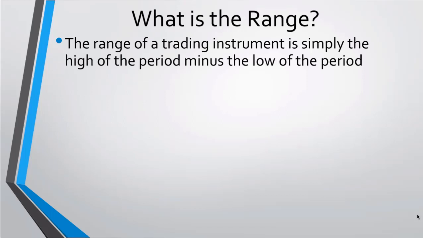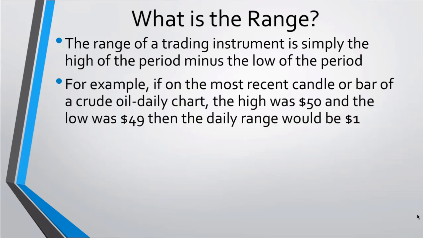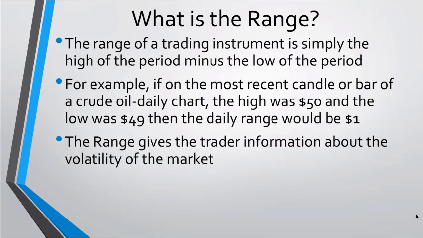So what is the range? The range of a trading instrument is simply the high of the period minus the low of the period. So if a cryptocurrency or something else starts at 200 and goes to 220, 220 minus 200 is 20. The range is 20 units, 20 ticks, 20 cents, 20 decimals in terms of stocks, whatever it is. For example, if on the most recent candle or bar of a crude oil daily chart, the high was 50 and the low was 49, then the daily range would be $1, as I just described.